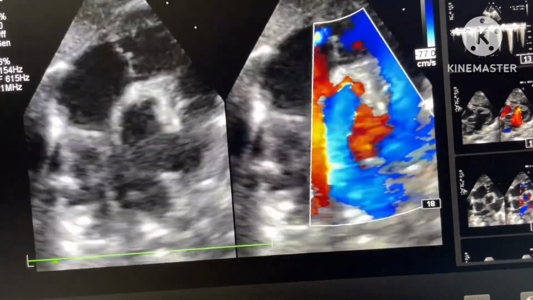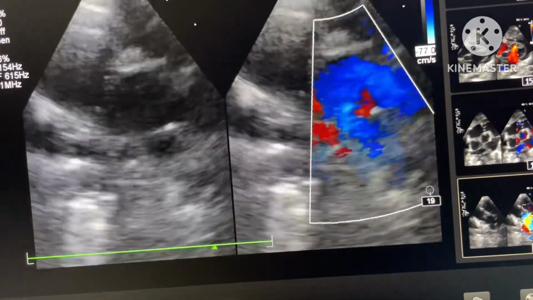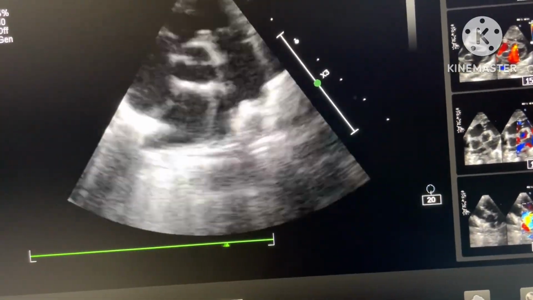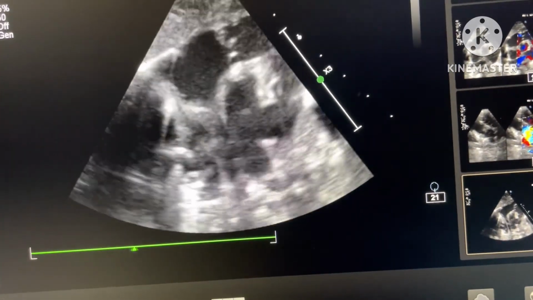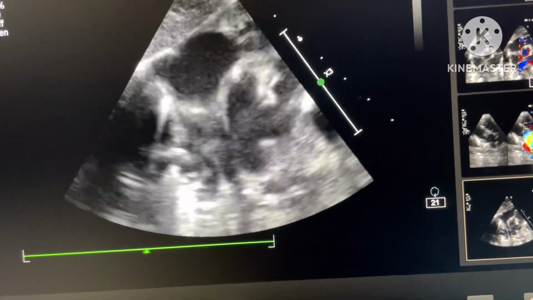This is the case of aortopulmonary window. Clear cut case of aortopulmonary window. Thank you.